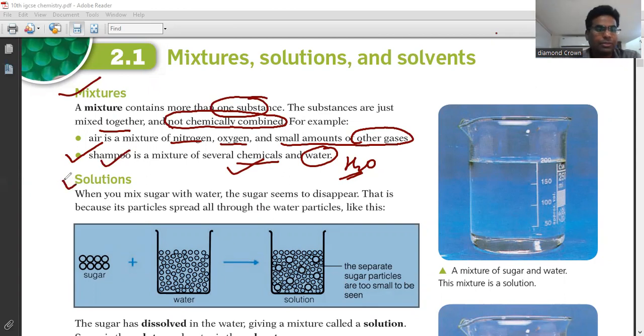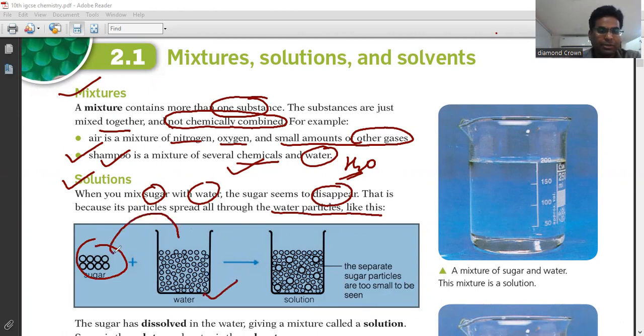Now look at the solution. When you mix sugar with water, sugar seems to disappear, right? This is because its particles spread all over the water particles like this. So this is your crystal of sugar and this is your water. When we are putting sugar into water, the particles of the sugar are distributed in the water. The separated sugar particles are too small to be seen. So in this way, a solution is formed.